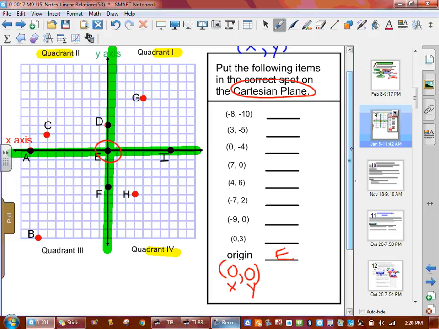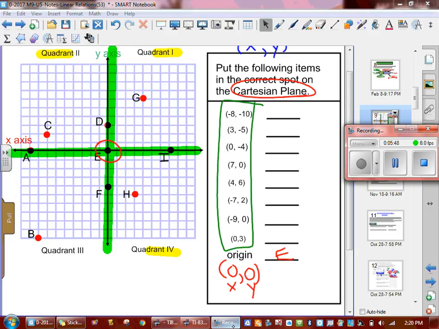Right here, that I'm going to circle in green, this is called your location map. Those are the locations. You have to match which letter is that location. Okay? So push pause now and play when you're ready. One more little quick hint.